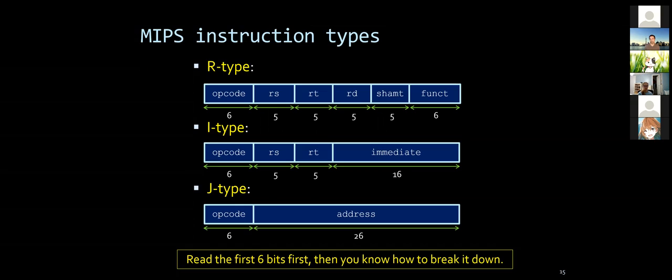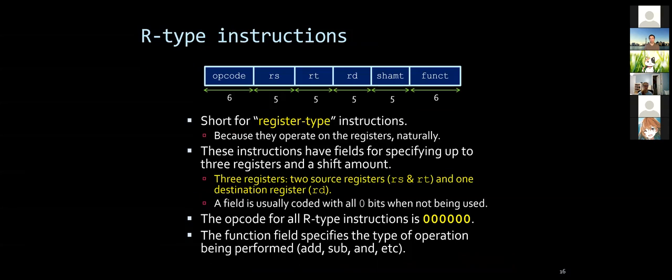Yes, the opcode, but what should I see in the opcode for R type? All zeros, right? All 6 bits should be zeros. And for I type and J type, they won't be zeros, right? They're going to be something meaningful there. And then by reading that, I would know how to interpret what comes next. Okay, let's move on.